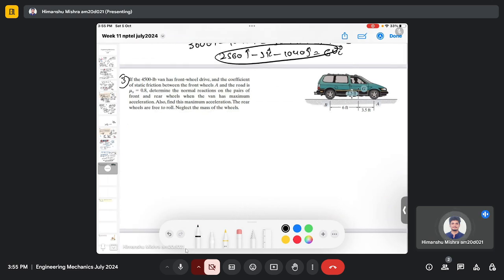So basically we are given a car which has the center of gravity G, and it has a wheel here, and it is moving horizontally, and we need to find the acceleration and the normal reaction on this wheel. So there will be a weight from this center of mass, and there will be a normal reaction. So this is, let's say, point B and this is point A, at both the wheels that we need to find out.